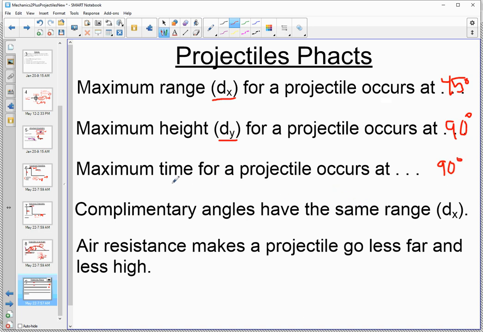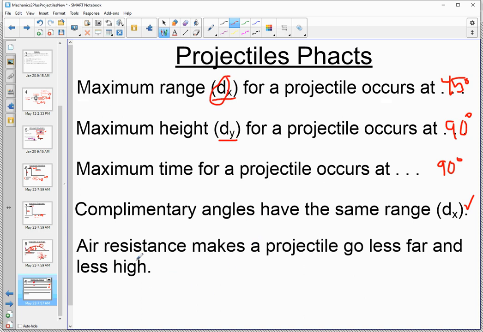That's because the y component of the launch, the Vy initial, the one that uses the sine, is what determines the time of flight. So the bigger the y component initially, the bigger the height. So the y component is the biggest when launched at 90 degrees. And here's just a fun fact. Complementary angles have the same range. So if you launch a projectile at 10 degrees or 80 degrees, since they add to 90, the dx for both of those projectiles would be the same.